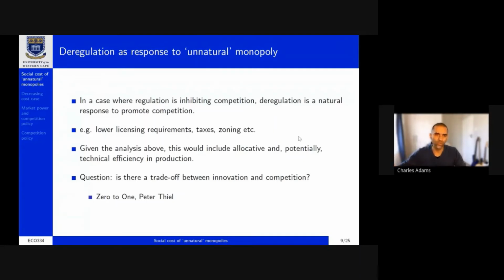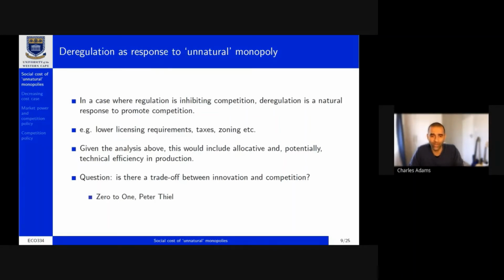Other examples of deregulation would be lowering licensing requirements, lowering taxes on certain activities, reducing company tax, for example, as a very broad example, and also changing zoning rights and so on for land use. So by addressing the issue of monopoly in the market, you could, in theory, induce more allocative efficiency, as well as greater technical efficiency.